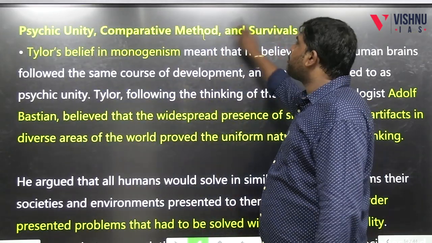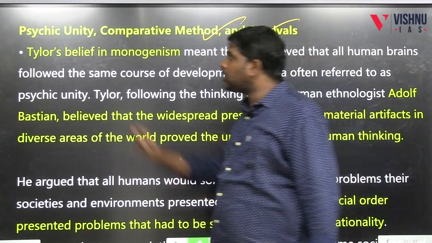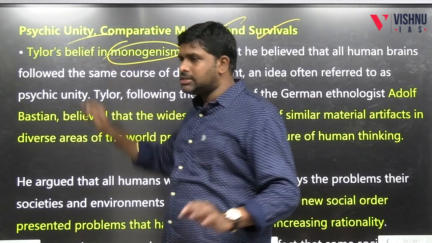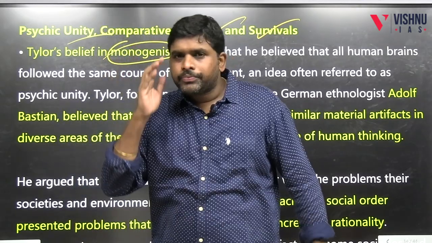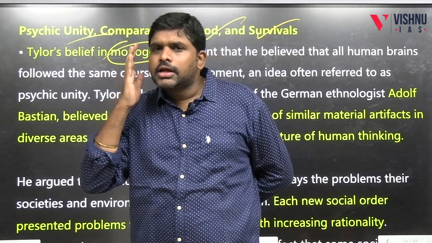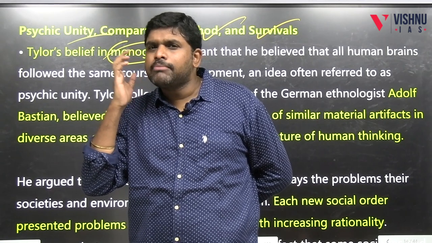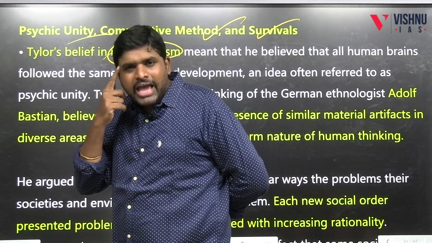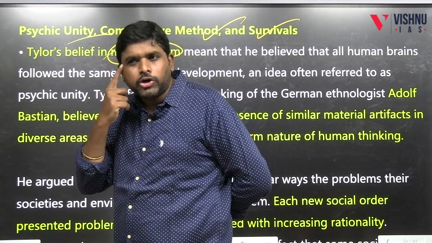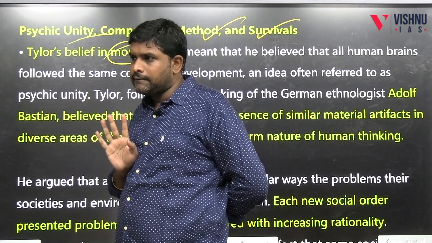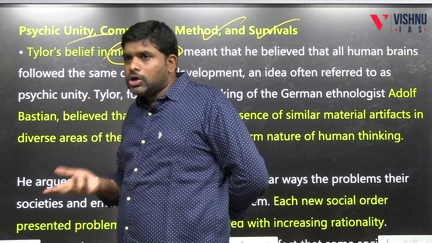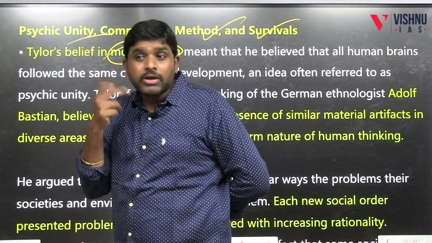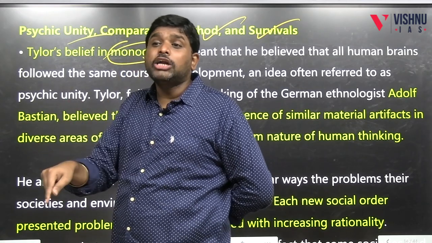Psychic unity, comparative methods and survival. True or not? Psychic unity. He gave a term called monogenism. So he told, monogenism means man will be having the same thought process in order to satisfy the same needs. Needs are the same, so I have to satisfy the needs, so my thought process is the same. Why? Because the needs are the same. So why is the thought process the same?